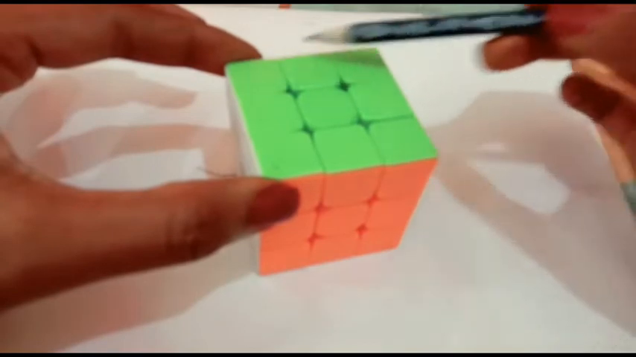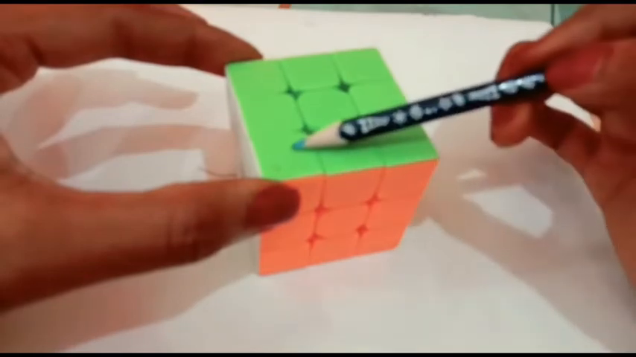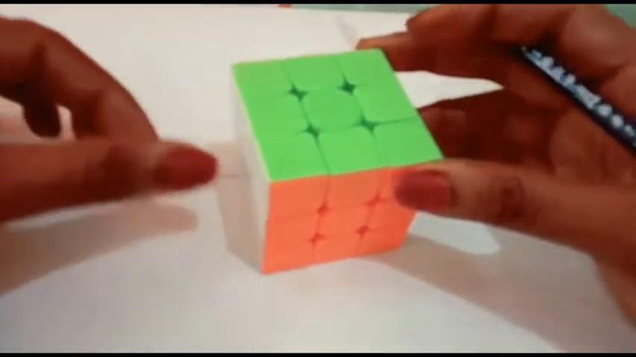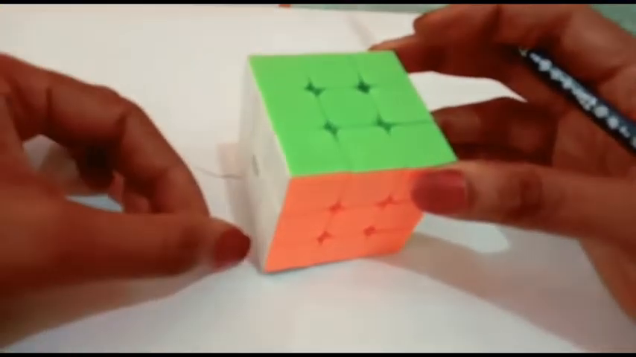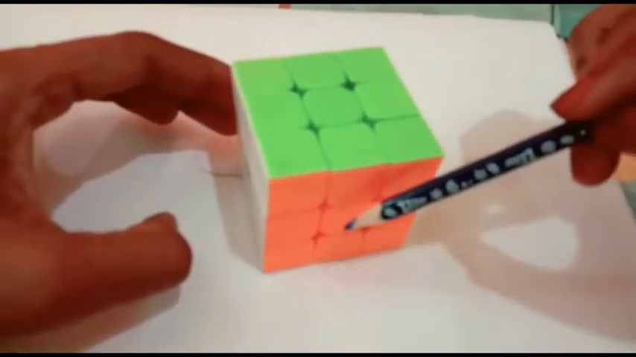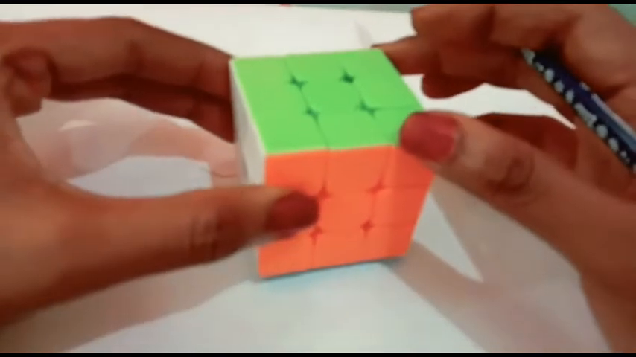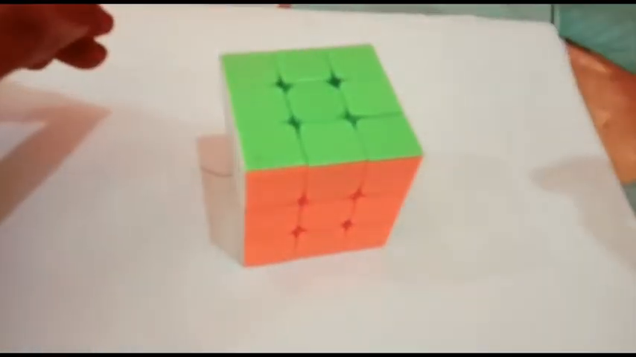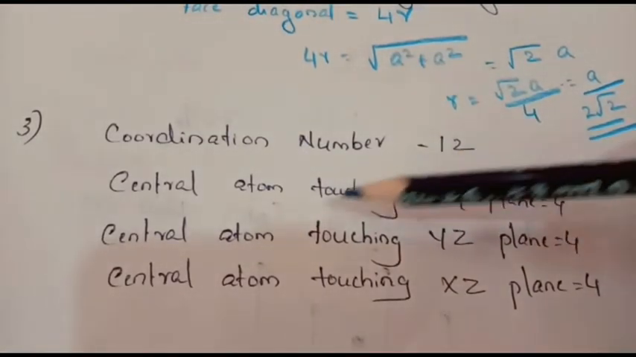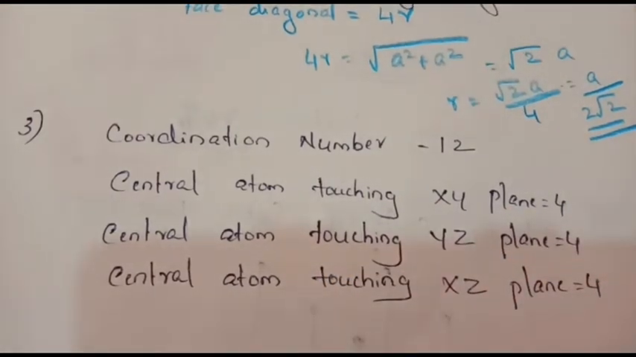So here the central atom is touching 4 nearest neighbors. Then the y, z plane: here also the central atom touches 4 atoms. Then another one is the x, z plane, this face. Here also this atom touches 4. So total 4 plus 4 plus 4 is 12. So 12 is the coordination number of face-centered cubic crystal. Central atom touching the xy plane is 4, the yz plane also 4, and the xz plane is 4. So total coordination number is 12.